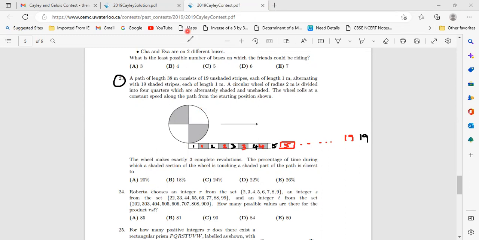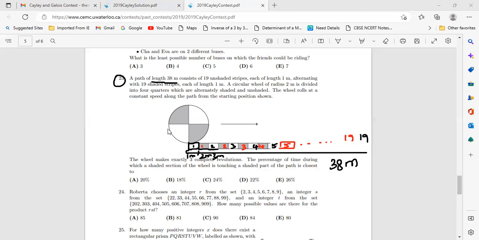Okay. So I hope you understood the question. They said a path of length 38 meters consists of 19 unshaded stripes and 19 shaded stripes. They gave the length of the path, which is 38 meters. So you just imagine this as a road, and this one is the wheel of the car. So the length of the road is 38 meters. So each stripe is 1 meter. So this one is going to be 2 meters and this would become 3 meters. So like that it goes on up to 38 meters.